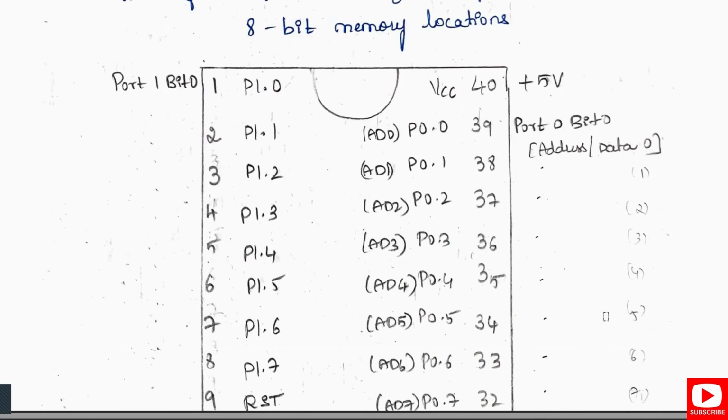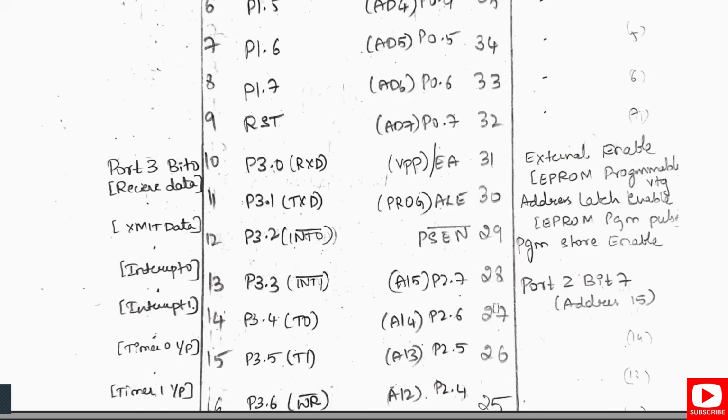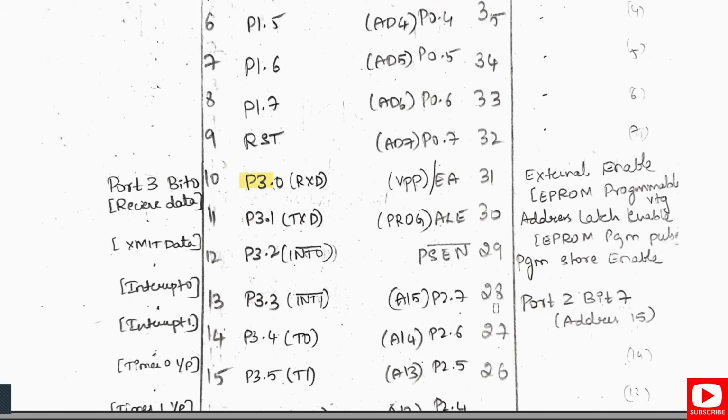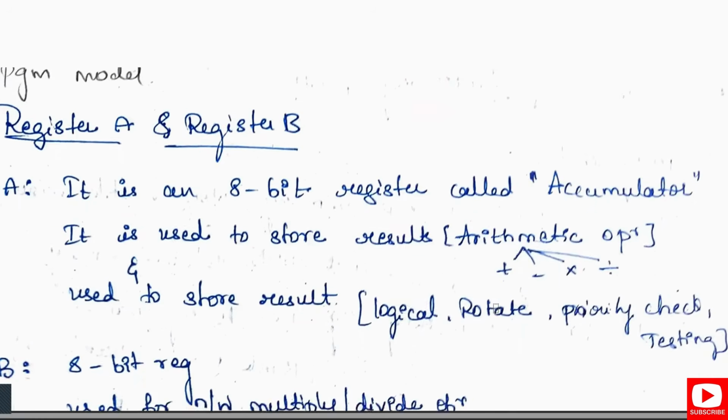So this is our pin diagram of the 8051. Firstly, at the top we have port 1 pins, then port 0 pins, here we have port 3 pins, and here we have port 2 pins. These are the dual input pin assignments.